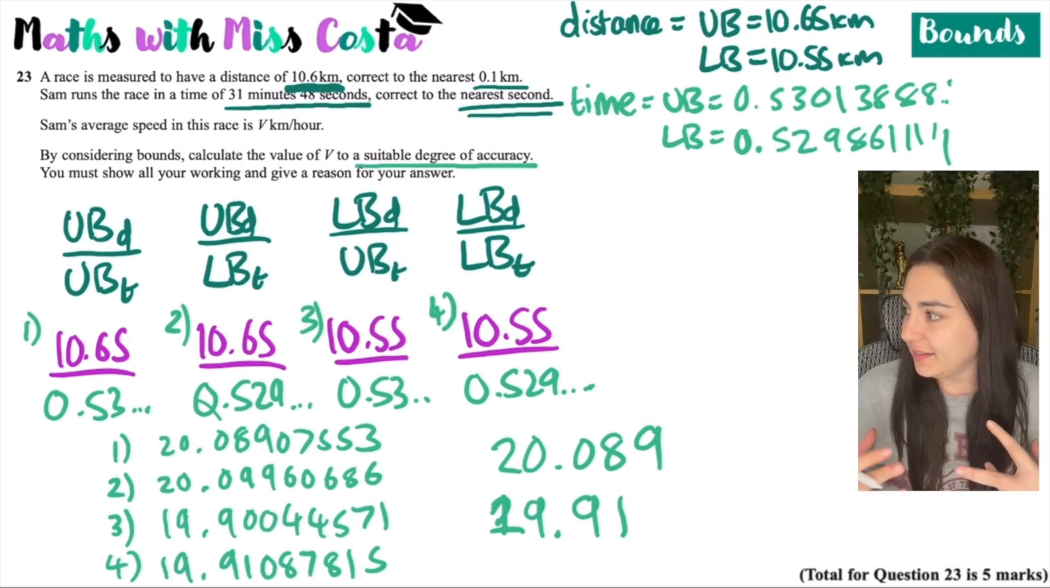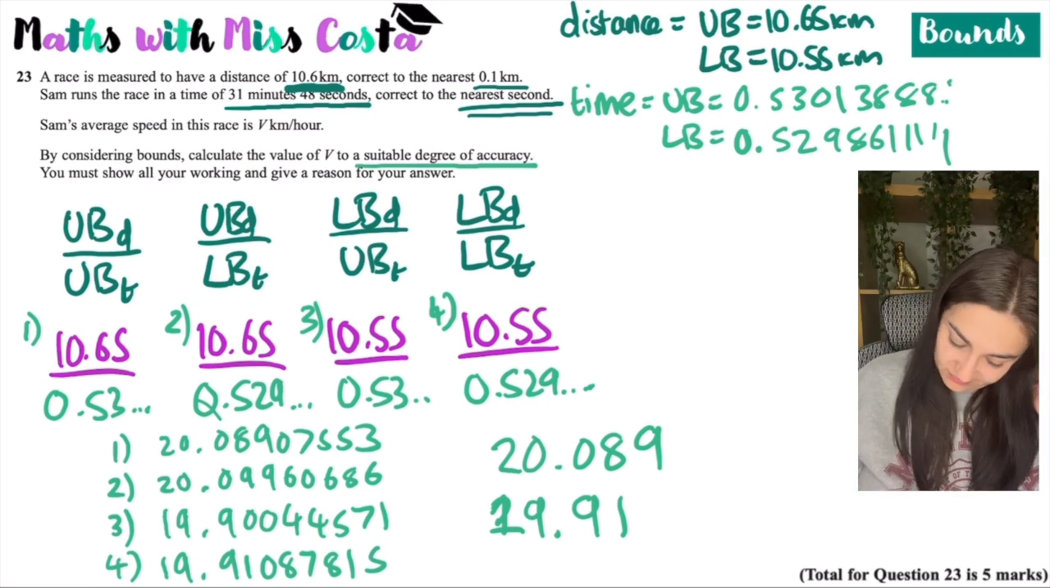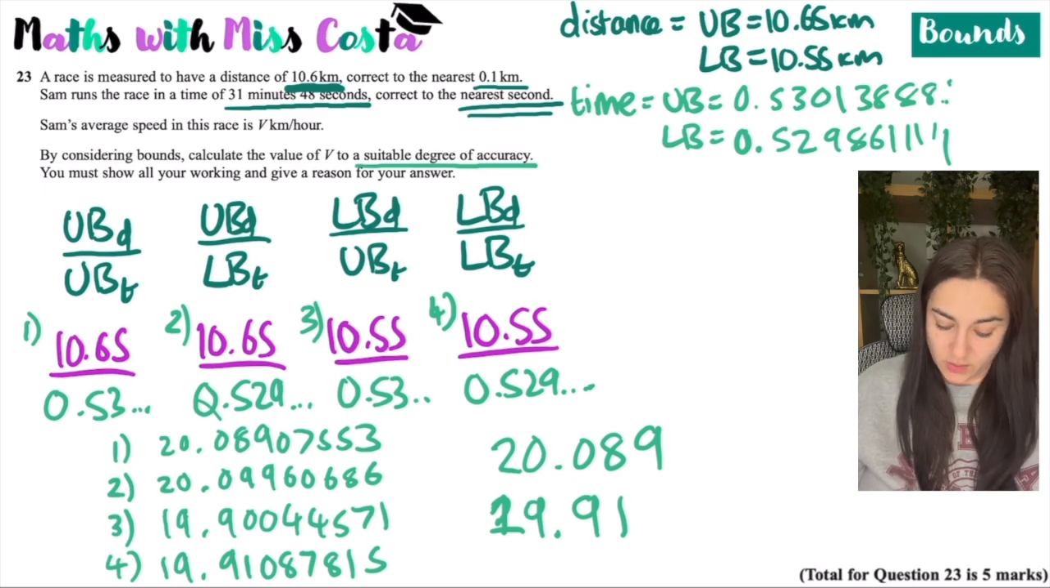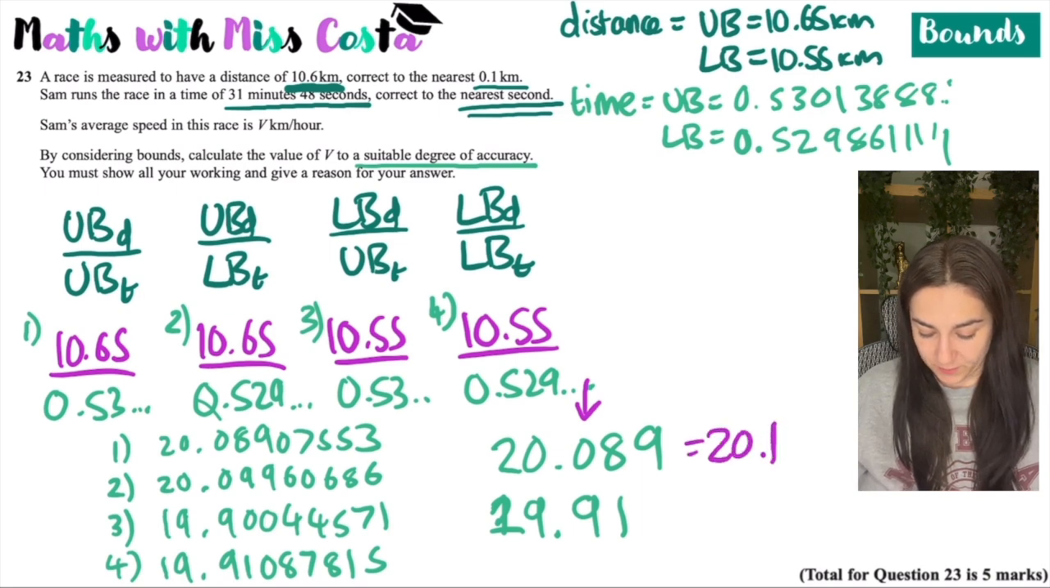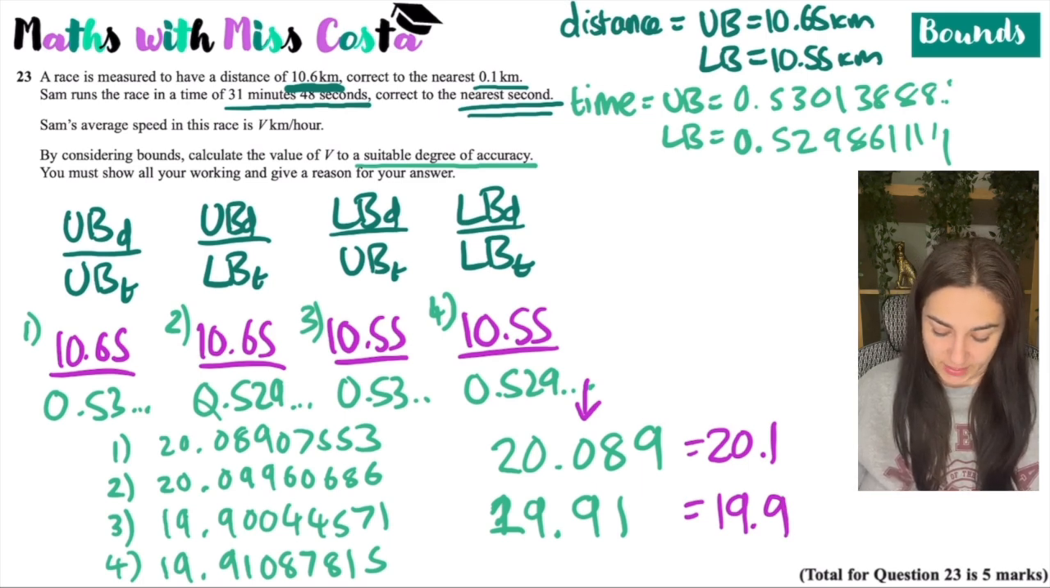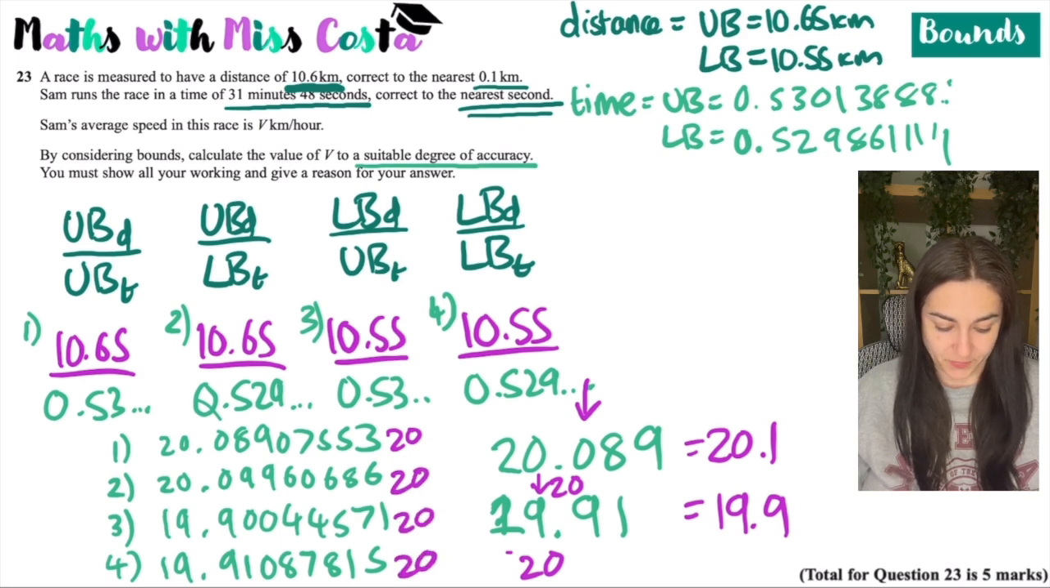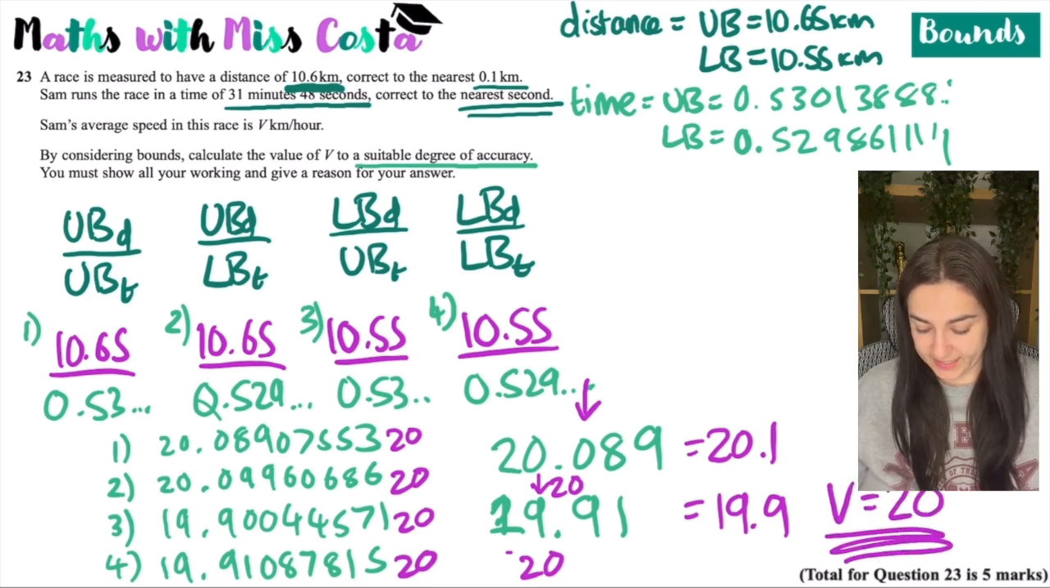to the same thing? In this case, we would probably round to 2 significant figures, because if you rounded to 1 decimal place, what would that be? That would be 20.1, and this would be 19.9. So the figures don't match. So if I rounded to the nearest ones, so to 2 significant figures, this would round to 20, so would this. This would round to 20, this would round to 20, this would round to 20. Okay, so by considering bounds, I would say v equals 20.